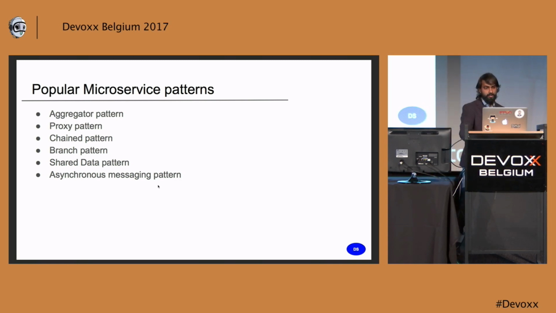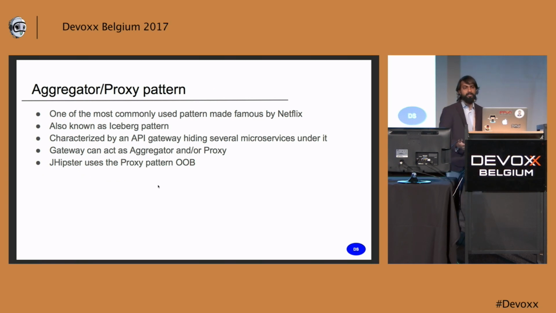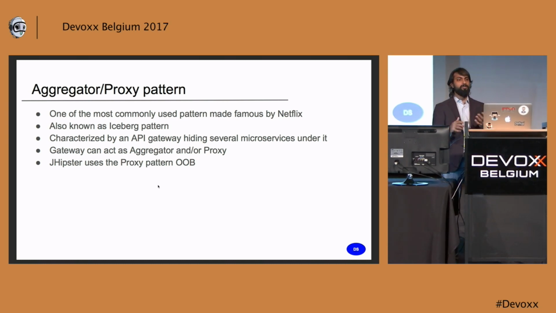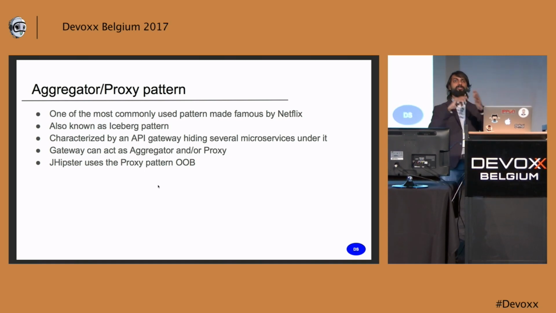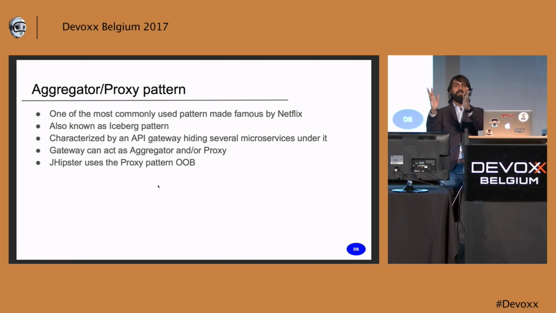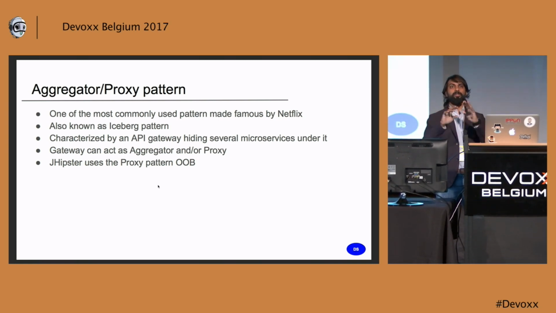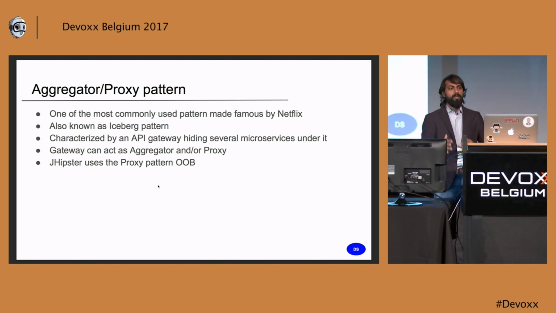In terms of the aggregator and proxy pattern, these are the most commonly used patterns, and it was made very famous by Netflix because they use the aggregator proxy pattern themselves. It's also known as the iceberg pattern because when you go to the API, you don't see much. You just see one service. But underneath, there could be thousands of services which do the work, but you only see one gateway service.